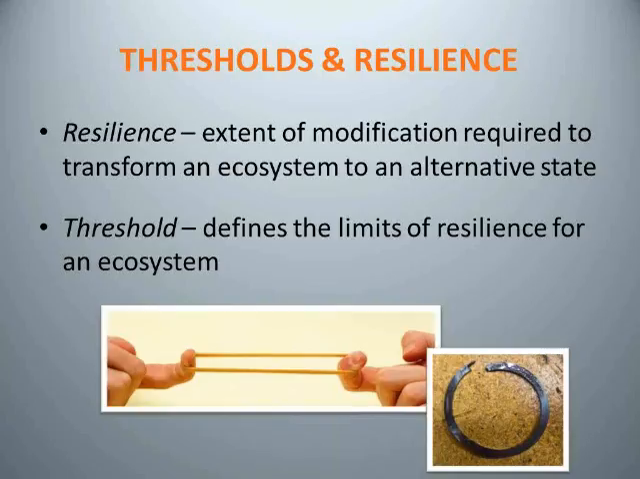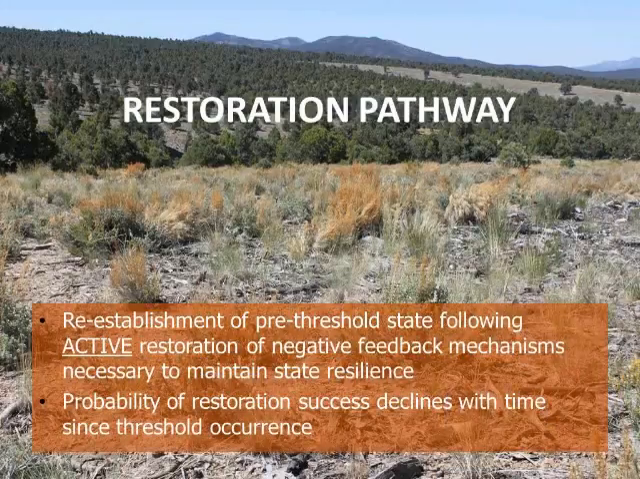If you're more of the mechanical type, you can think of an O-ring if a rubber band doesn't do it for you. So once we've snapped that rubber band, now what? We've crossed the threshold, we're in a different state. And so then we're talking about restoration pathways. And this is establishment of a pre-threshold state, hopefully something better, following active restoration of, and I hate the terminology here, but we'll talk a little bit more about these.